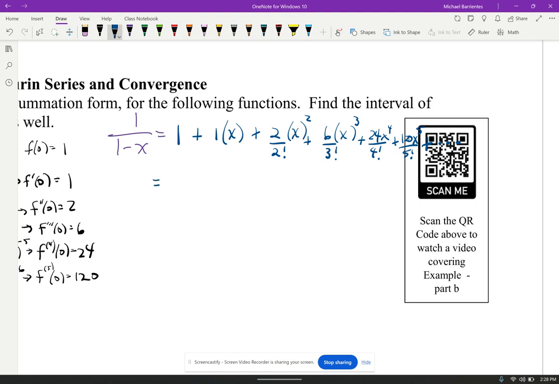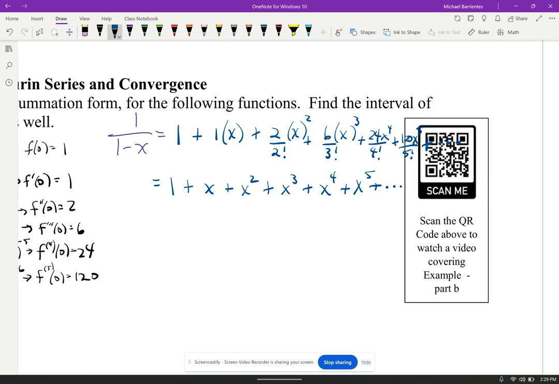Well, can I simplify? This is still 1. This is x. Well, wait, 2 factorial is 2 times 1. That's 2. These are going to cancel. So I'm just left with x squared plus 3 factorial is 3 times 2 times 1, that's 6. Oh, these are going to reduce. So I'm just left with that plus 4 factorial is 24. Oh, look at this. And then 120 divided by 5 factorial. 5 factorial is 120. So I'm left with x to the fifth plus dot, dot, dot.